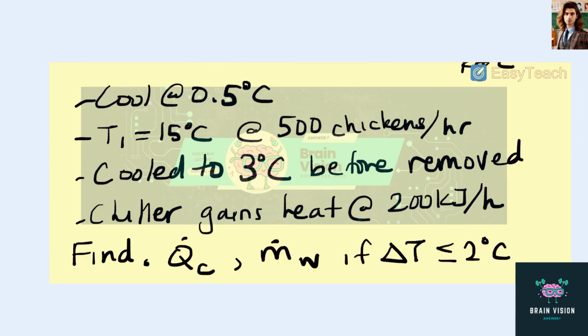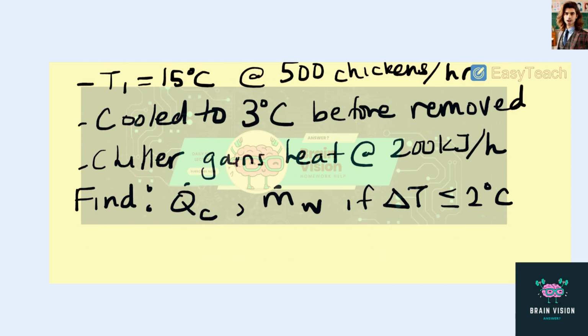They are cooled to 3 degrees Celsius before being removed, and during this time the chiller gains heat at a rate of 200 kilojoules an hour. What we're asked to find is the rate at which heat is removed from these chickens and the mass flow rate of the water through the chiller if the delta T is to be less than 2 degrees Celsius.